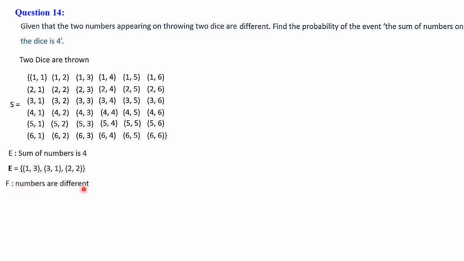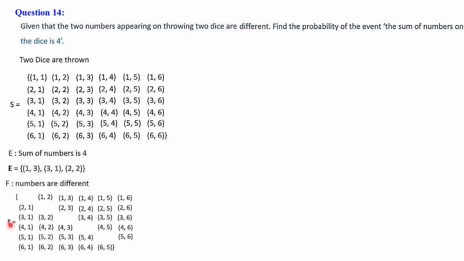F means the numbers are different. That is the given condition: the two numbers appearing on throwing two dice are different. So we have taken it as F. The possible outcomes of F are, from the same elements, 1 1, 2 2, 3 3, 4 4, 5 5 and 6 6 can be removed. So those elements I have removed, and the balance shows the elements of F.